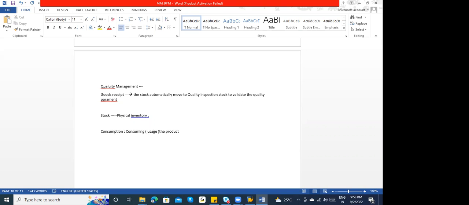Let's say I have 1,000 stock. There is no customer order, no production order, no maintenance order, but someone requests that they need this product, they want to consume that product. Direct consumption is when some department requests stock for consumption purposes. For example, the HR department asks for some notebooks, or pens, or laptops. We are using these products for my department's purpose, so we call that direct consumption.